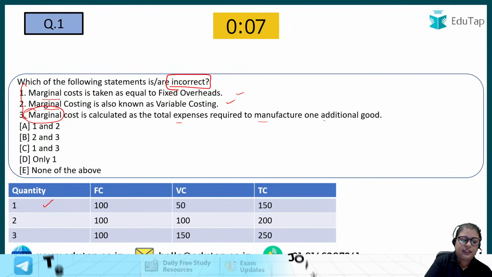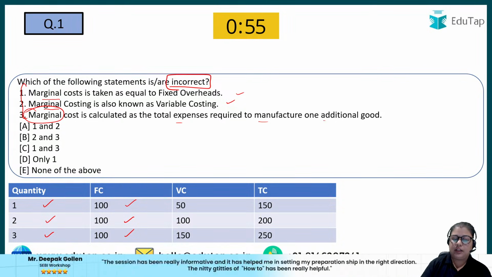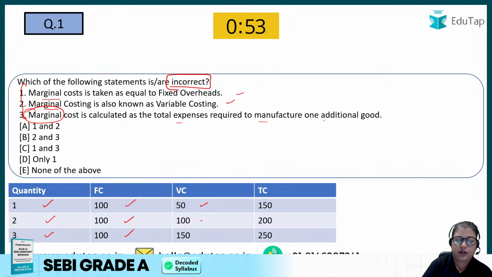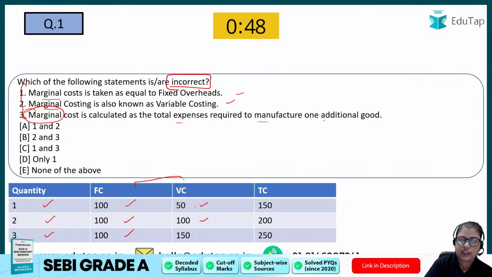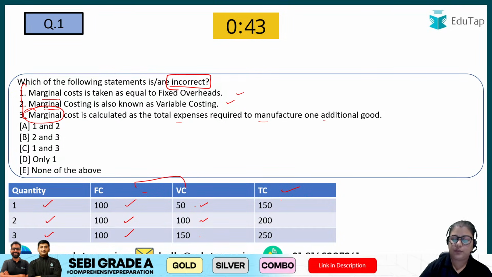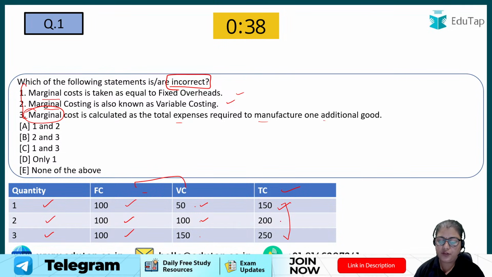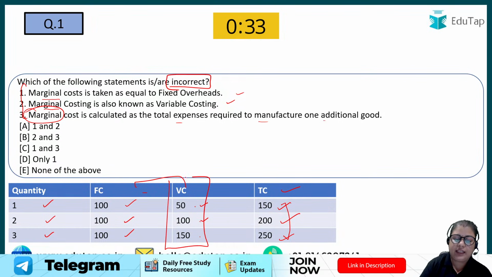So the quantity is increasing from 1, then we are making 2 quantities, then 3 units. The fixed cost remains the same, it is 100 rupees in all the cases, because fixed cost doesn't change, but the variable cost changes with every level of output. Firstly it was 50 rupees, then it was 100, then it was 150. The sum of fixed cost plus variable cost becomes my total cost, so of course my total cost also changes. But why is it changing from 150 to 200 to 250? Because of the variable cost.